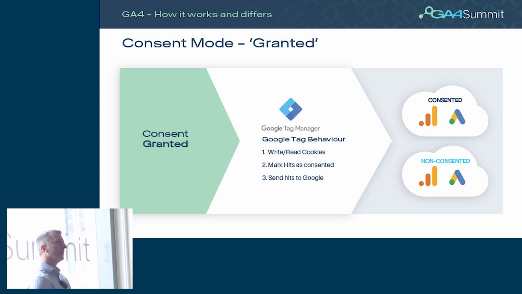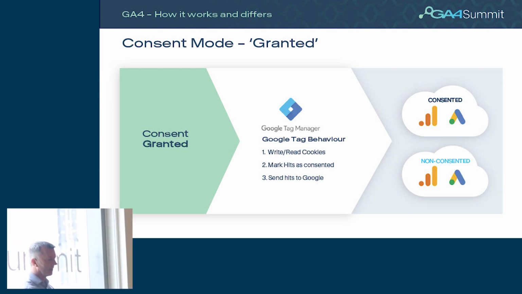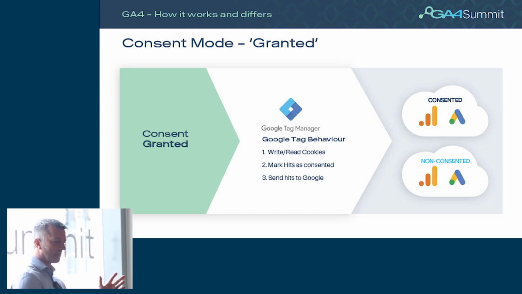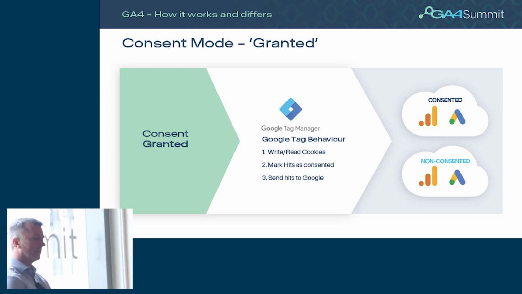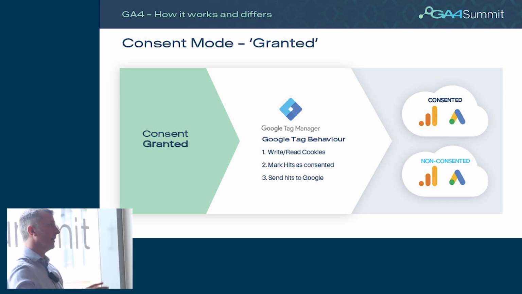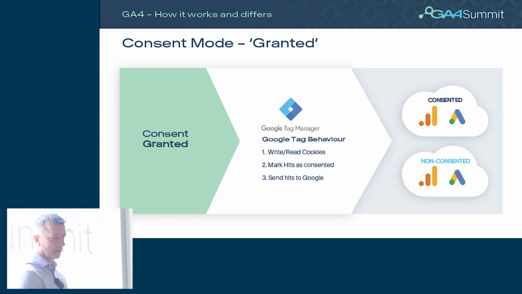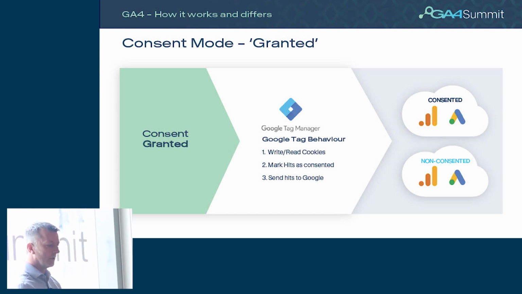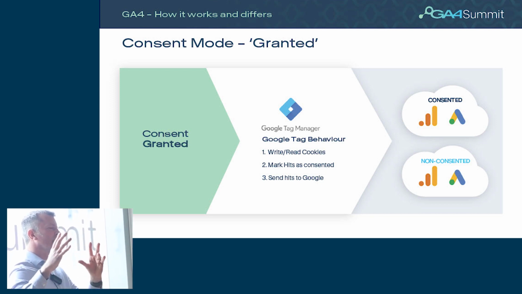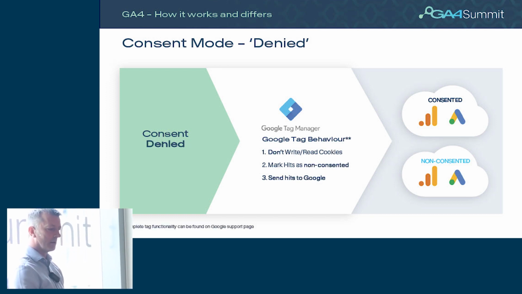So if, as we all want, your users say, yes, you can track me, you can place a cookie, it will write and read a cookie just like it always has done. And it'll send that event with all the data as you've configured. Nothing really is too different to what you would do normally or used to do. It does now mark that as a consented hit, so Google stores that separately in a different set of data or partition, however you term it.